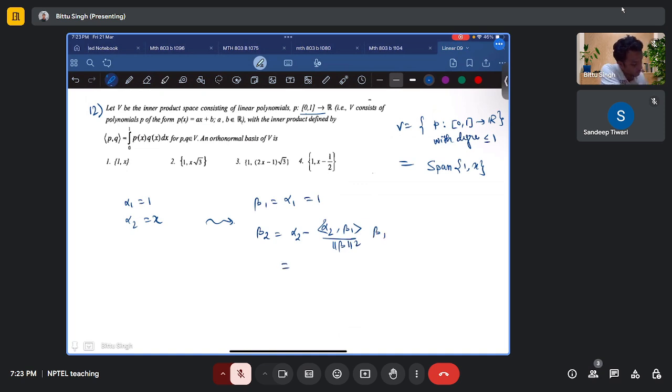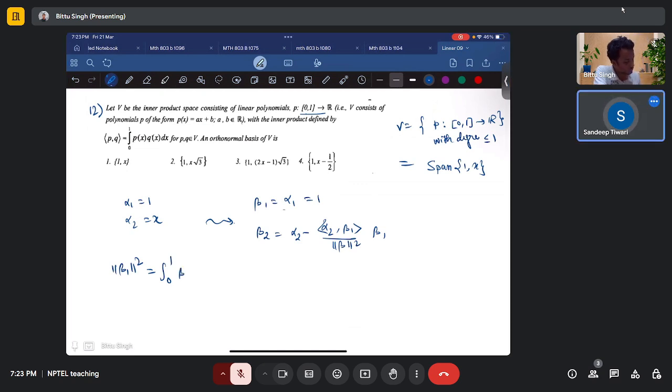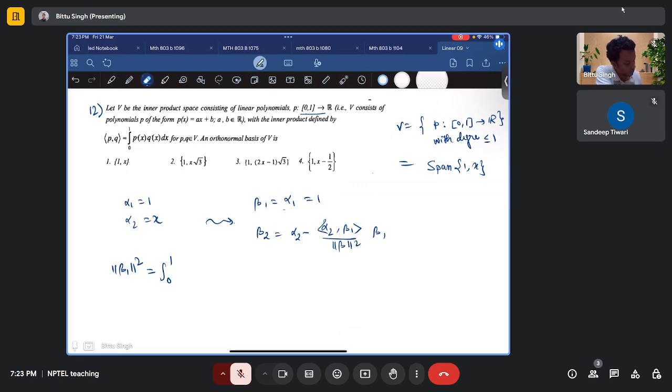So alpha 2 means x minus, so let us calculate those two things. What about the norm of beta 1 squared? This is the integral from 0 to 1 of beta 1 squared. Yes, alpha 1 is 1, so we need to put that there. So it is 1 times 1 dx, which is the same as 1.